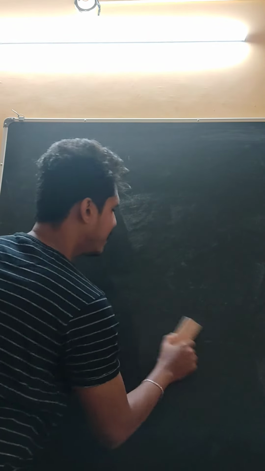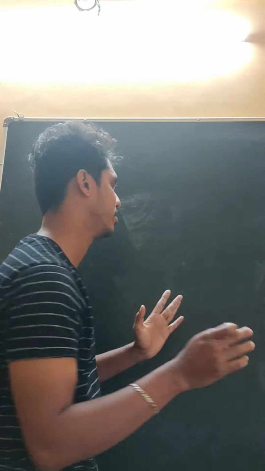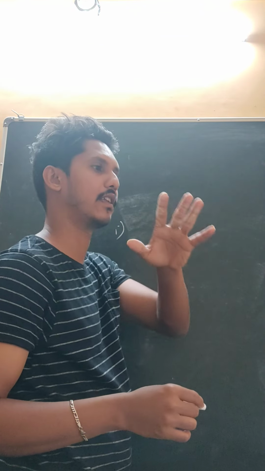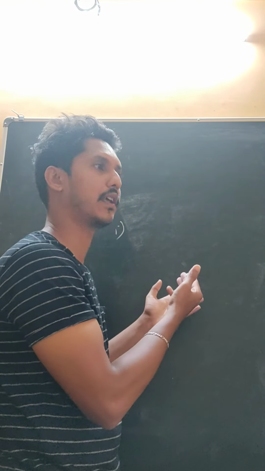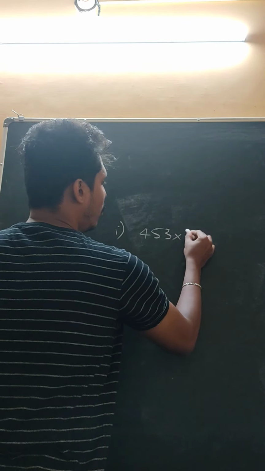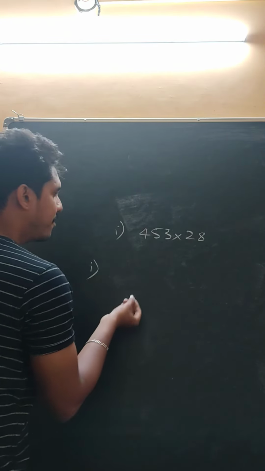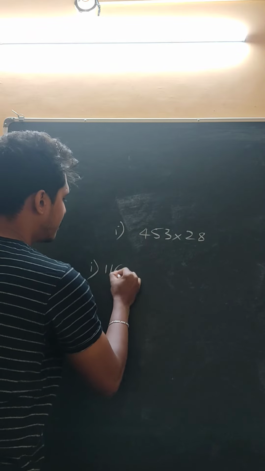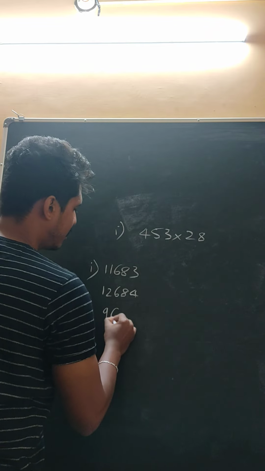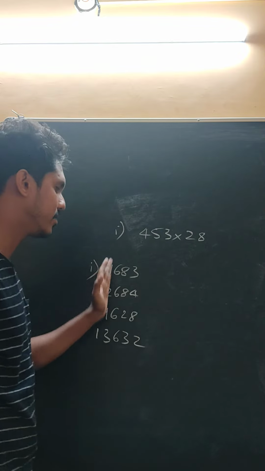I'll explain another multiplication in case of multiple choice questions. Think they'll give one problem. In your exams, 5th, 6th, 7th and 8th or 9th and 10th, these problems might come. In multiple choice questions, 453 into 28. There will be 4 options. The 4 options will be: 11,683, 12,684, 9,628, 13,632. Okay, these will be the 4 options.